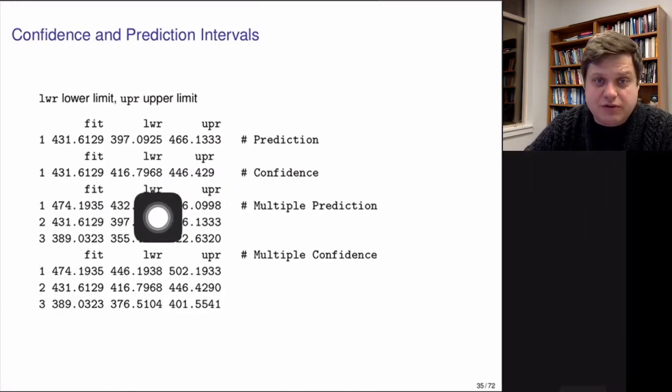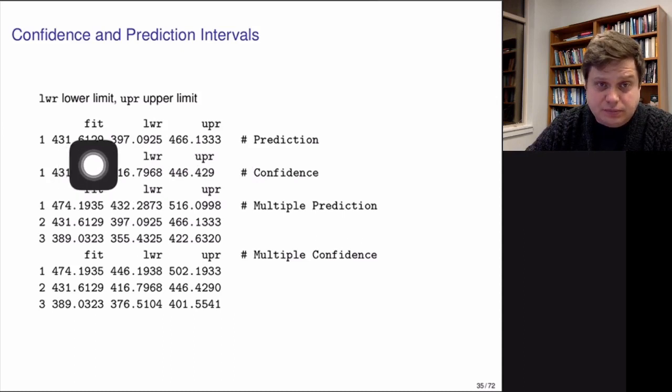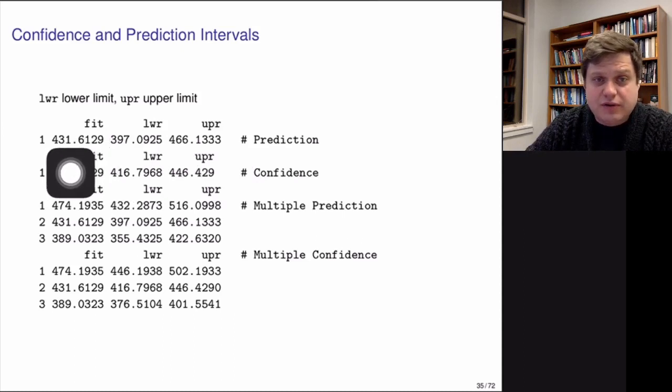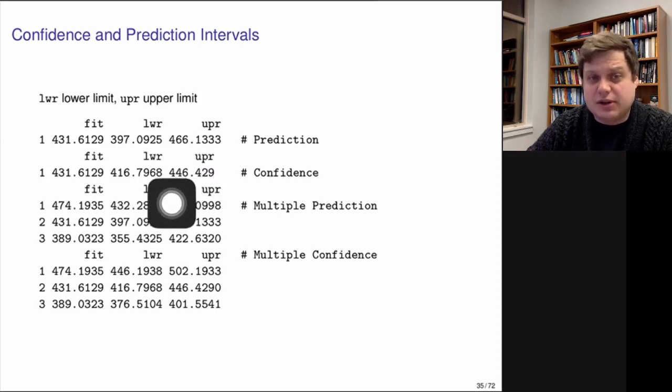So for each value of the price, you get the prediction interval and the confidence interval. For example, the sales is going to be 431, so that's the average number, and then you get the prediction interval, which is a relatively wide interval around this number, and then you get the confidence interval, which is a smaller interval around this number. The confidence interval is always going to be smaller because, remember, confidence quantifies uncertainty about the average sales rather than sales in a given month.